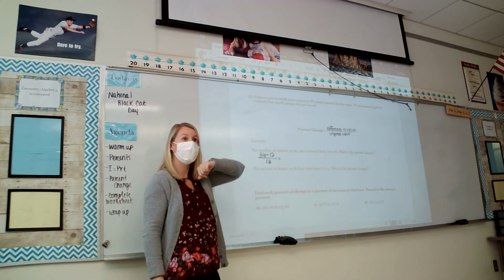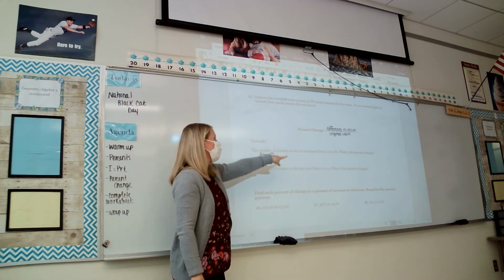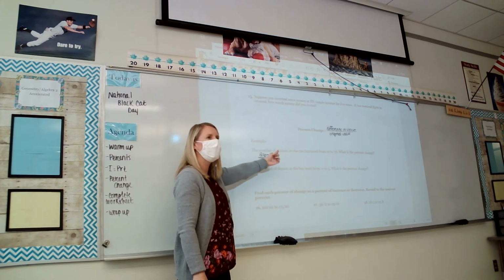Wait, where did you get the 12 underneath from? The original value, there was originally 12 animals. It's usually just your first number. Oh, okay.